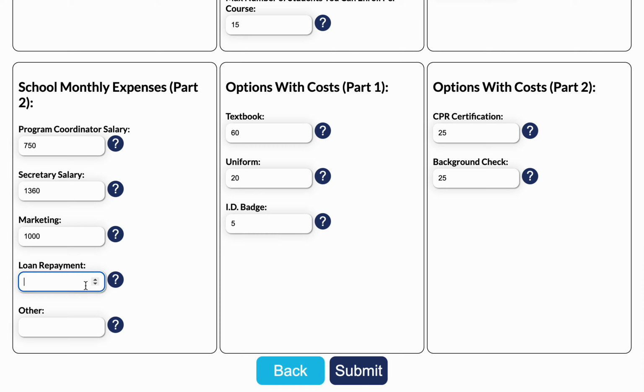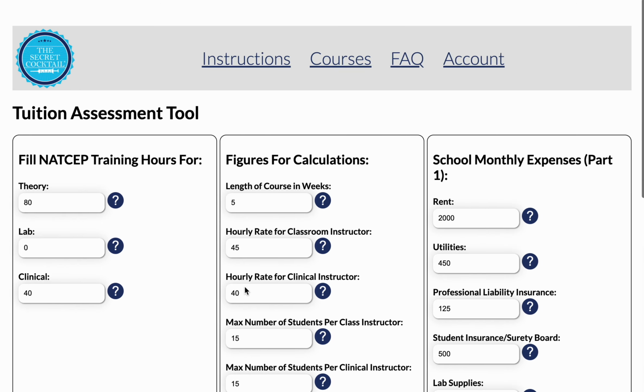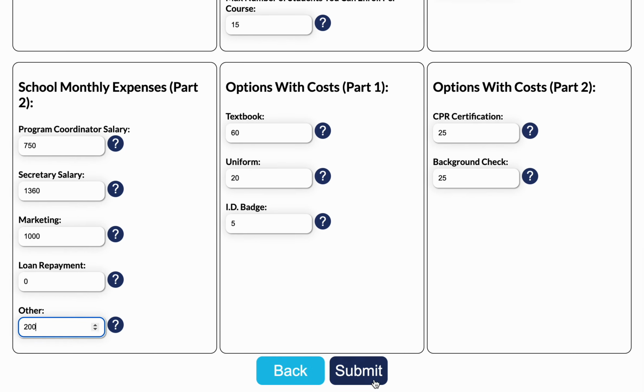Are you taking out a loan to start this program? I have been considering it, but I haven't taken one out yet. Okay. As of right now, we don't have loan repayment, so I'm going to put that as a 0. And typically I put 200 or 250 here for incidentals, like, what did we forget? We might have forgotten website hosting, or something else we need to be thinking about. So I'm just going to put that there. All right, I'm going to hit submit.